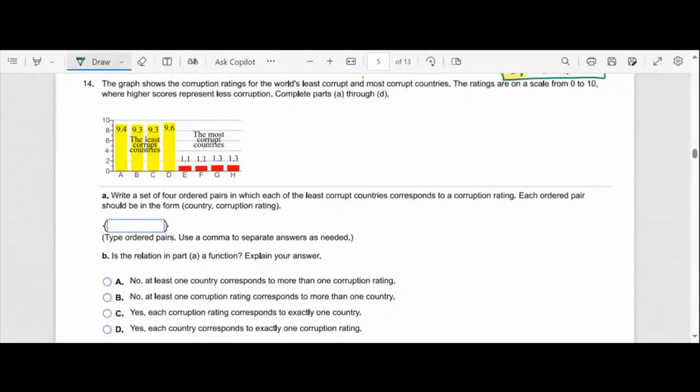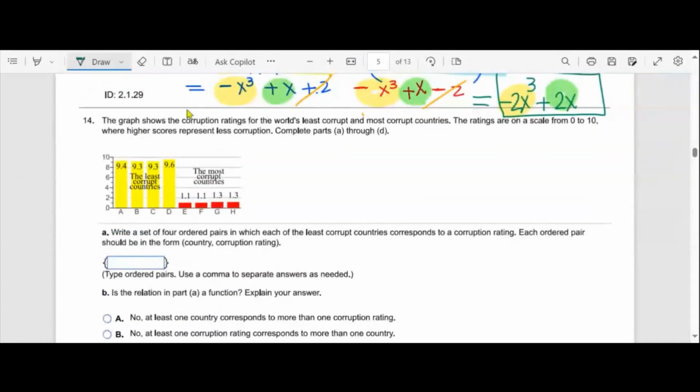The graph shows the corruption ratings for the world's least corrupt and most corrupt countries. What does corruption mean? What does rates mean? It's a ratio or a measure, something like that. Ratings for the world's least corrupt and most corrupt countries. The ratings are on a scale from 0 to 10, where higher scores represent less corruption. Complete parts A through D.